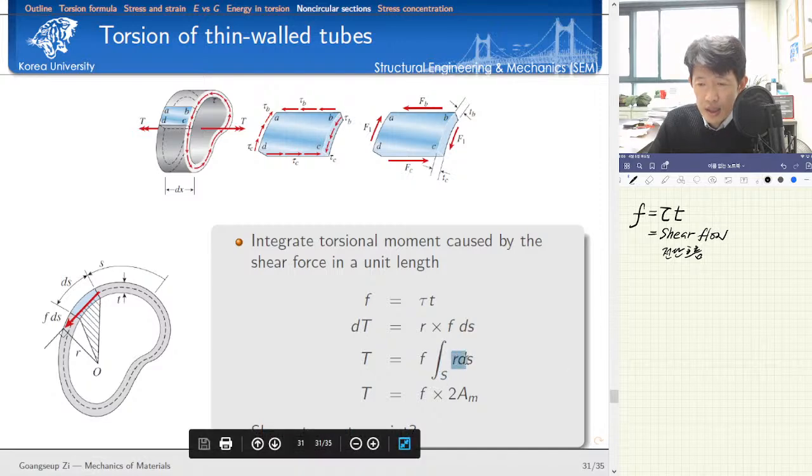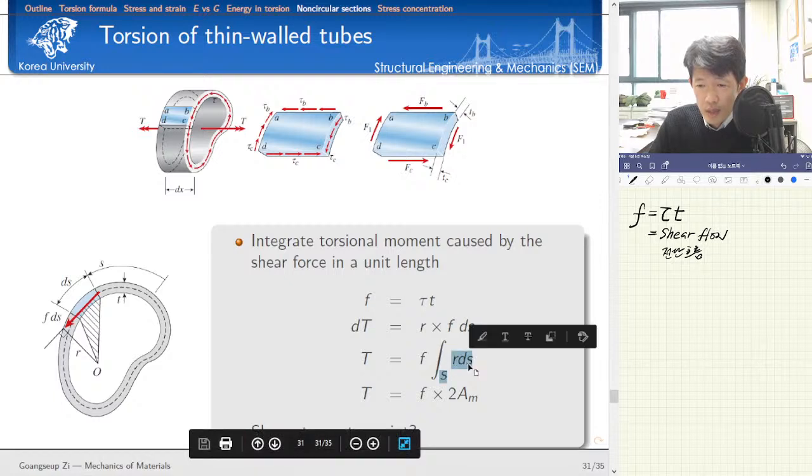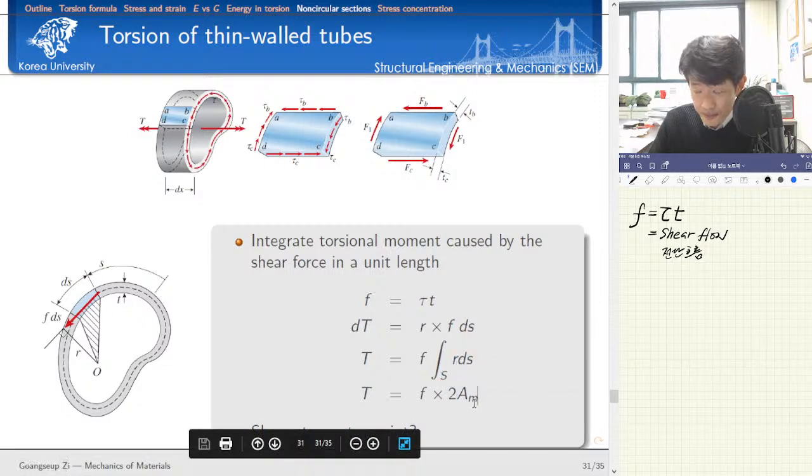But I want to see the physical meaning of the radius times ds carefully. The radius times ds means what? This is twice the area of this small triangle. That's why we don't have to calculate this integration; the integration is nothing but 2 times the enclosed area. For this thin wall tube, the torsional moment can be easily calculated as the shear flow times 2 times the cross-sectional area.